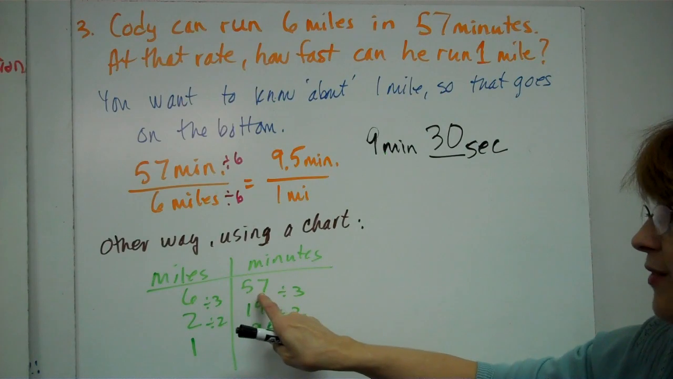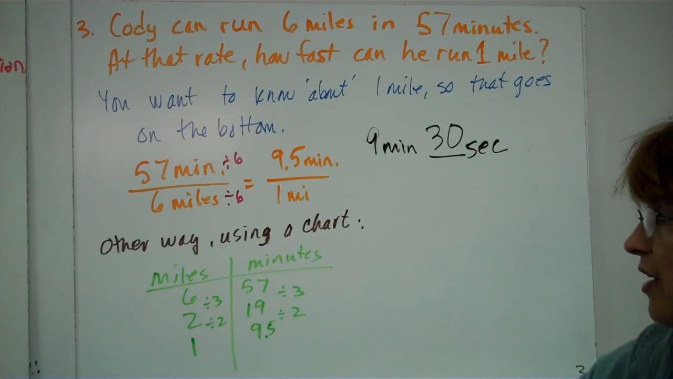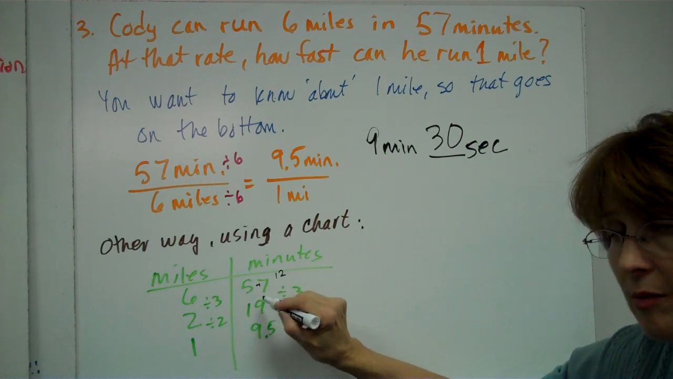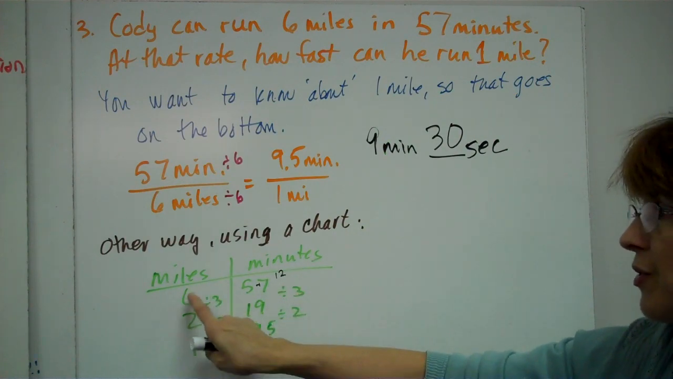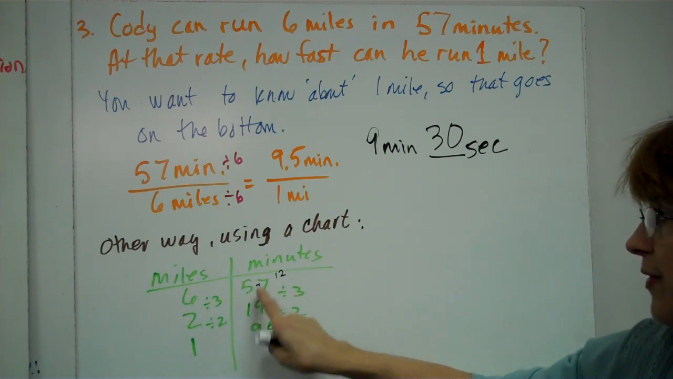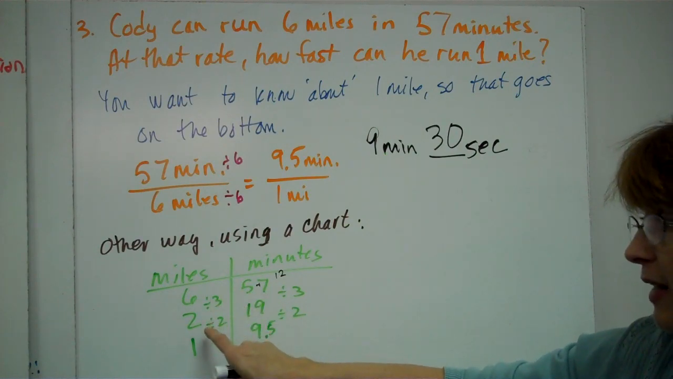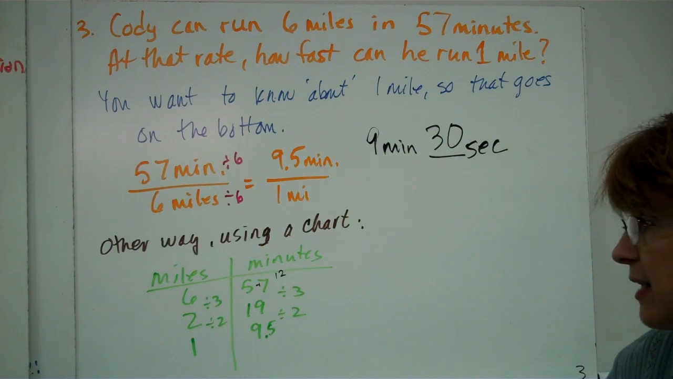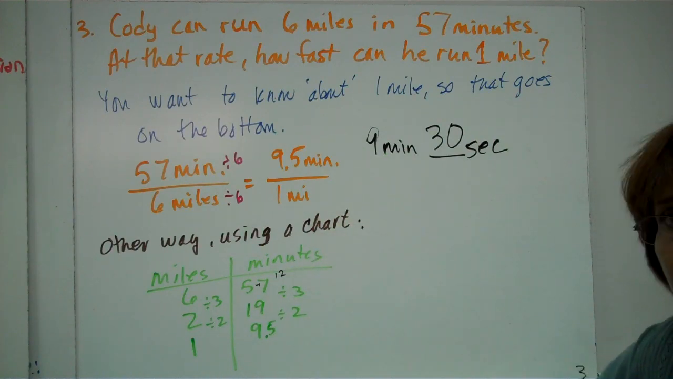I know that 57 is divisible by 3, because remember, 5 plus 7 is 12. And if this is divisible by 3, then the whole thing's divisible by 3. So I divide it by 3. 3 divided into 6 is 2. And this is 19. And then I cut it in half, right? And that's going to be 9.5. Half of 19 is 9.5. So again, I get the same answer either way.